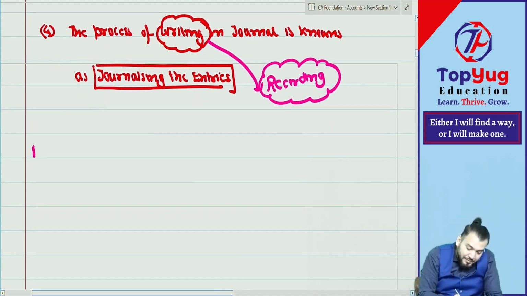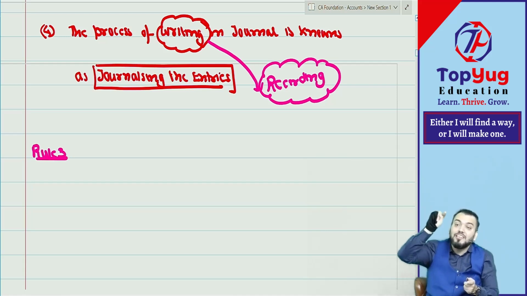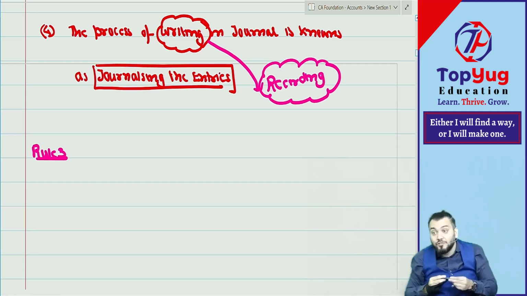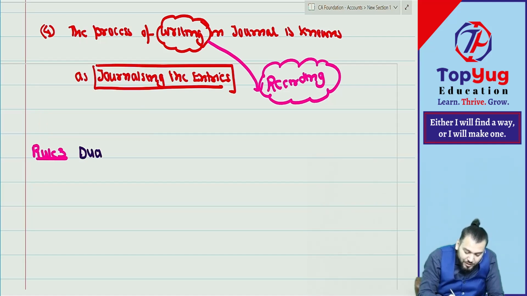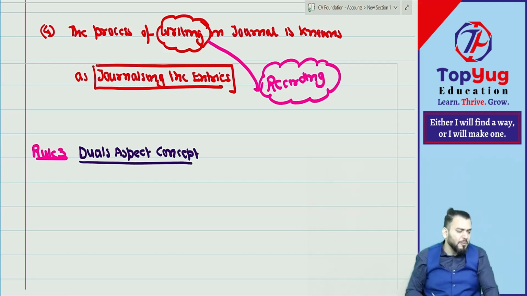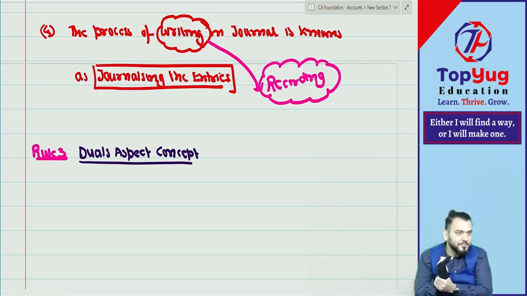For that, we need to understand first rule number 3. Now, whenever I say rule number, it means we have gone to accounting concepts and accounting conventions. Rule number 3 is known as the dual aspect concept. Do you know about the dual aspect concept? I think you know. Dual aspect. You don't know?